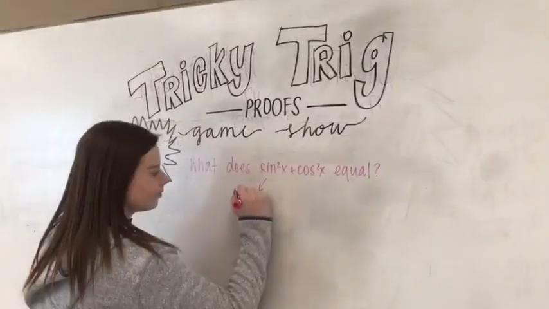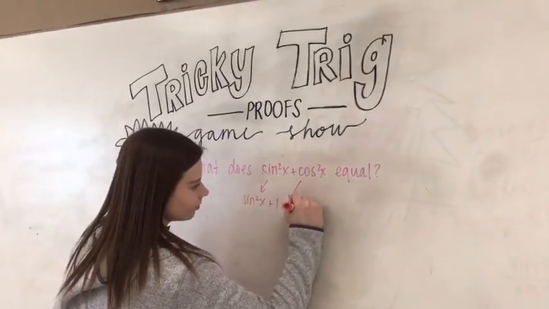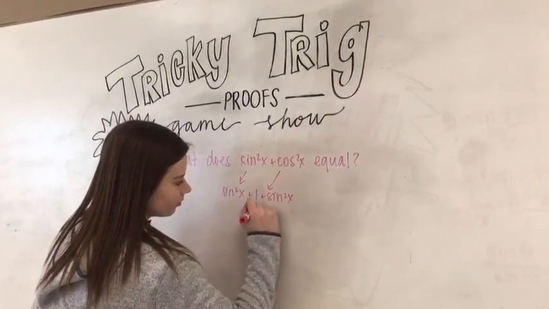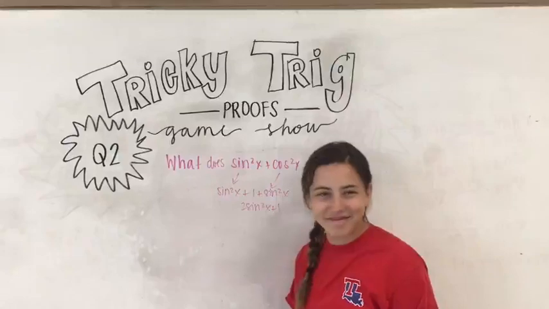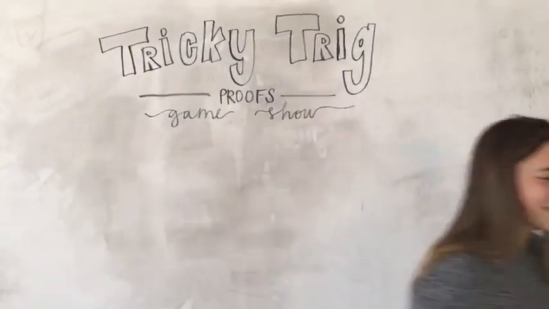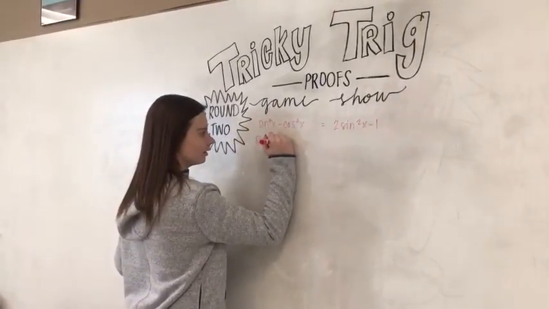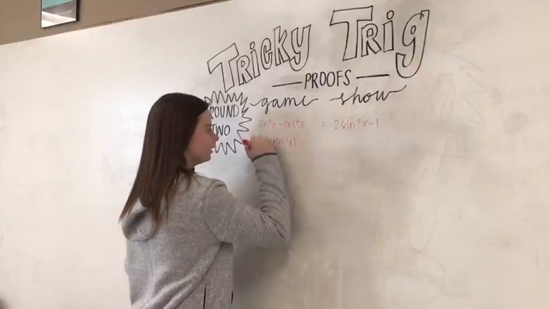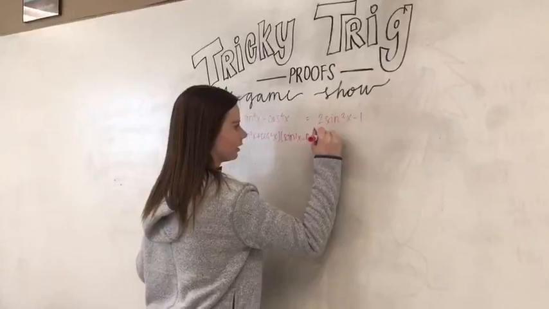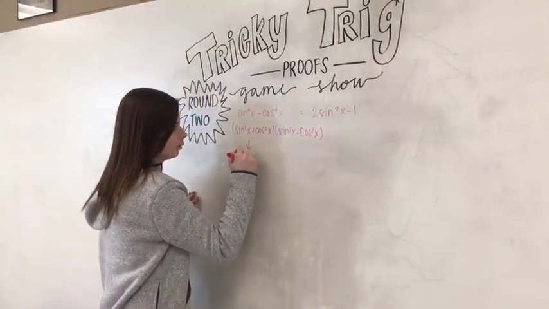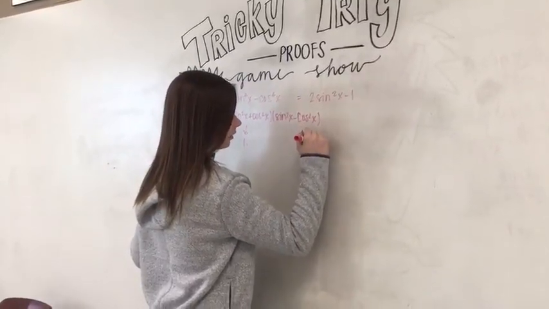Question 2. Round 2. So since this is a difference of squares, you can make this sine squared x plus cosine squared x times sine squared x minus cosine squared x. Sine squared x plus cosine squared x equals 1, and since you need to get it to sine squared x, you can change cosine squared x to 1 minus sine squared x.